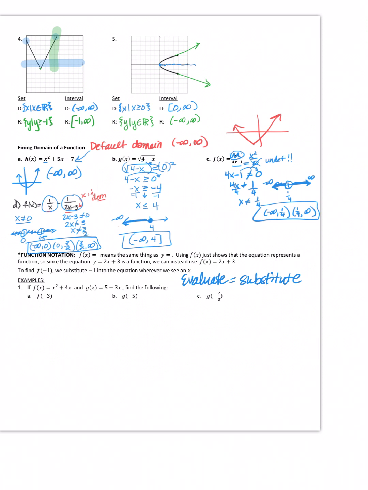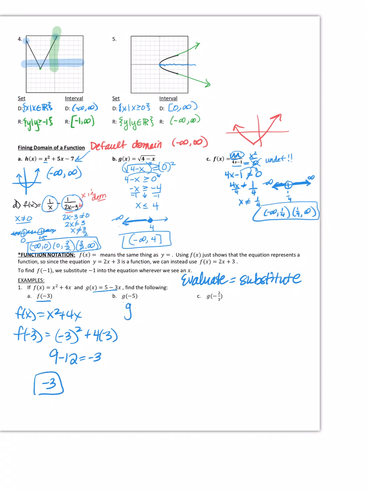Okay, substitute in. So if f of x is x squared plus 4x, and f of negative 3 is what I want, I'm just going to plug in negative 3 where x was and solve it. Negative 3 squared is a positive 9. 4 times negative 3 is negative 12. That gives me a negative 3. That's my answer.